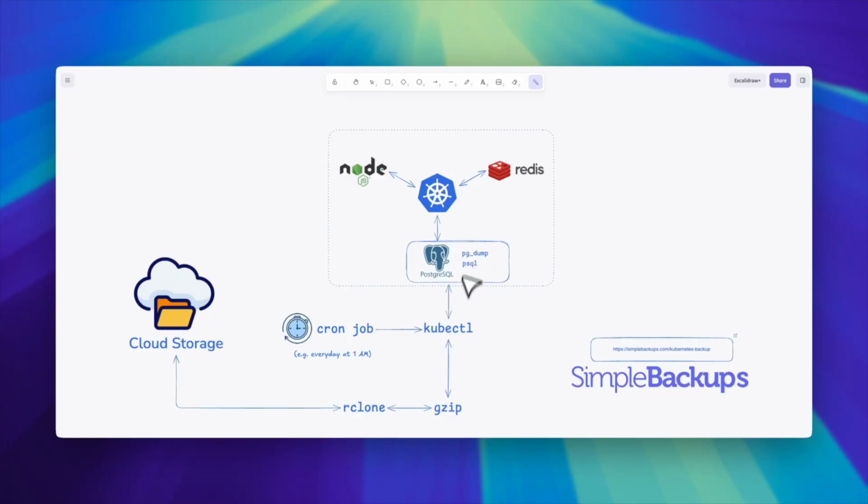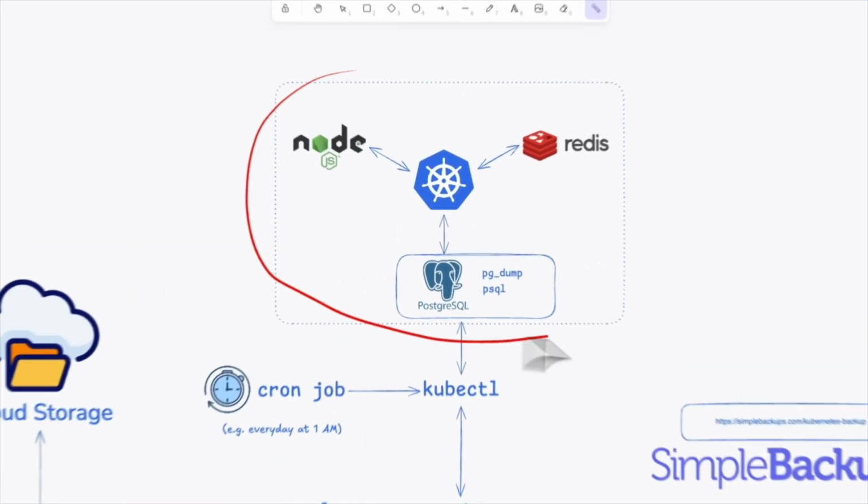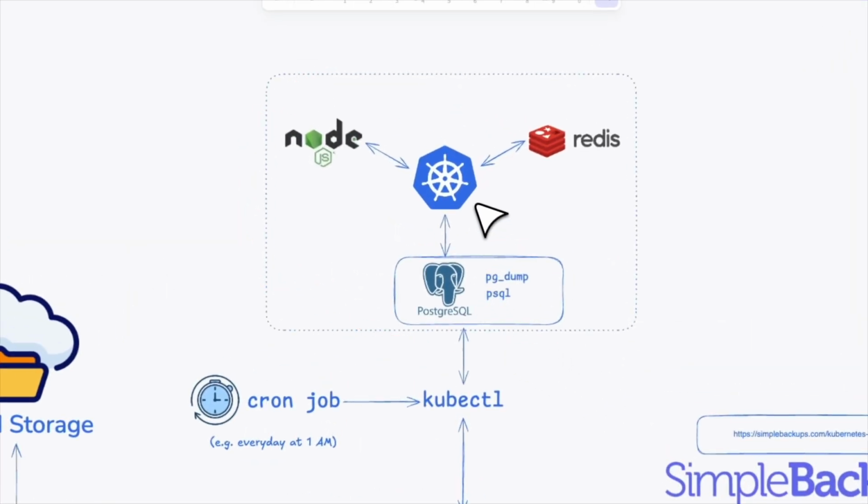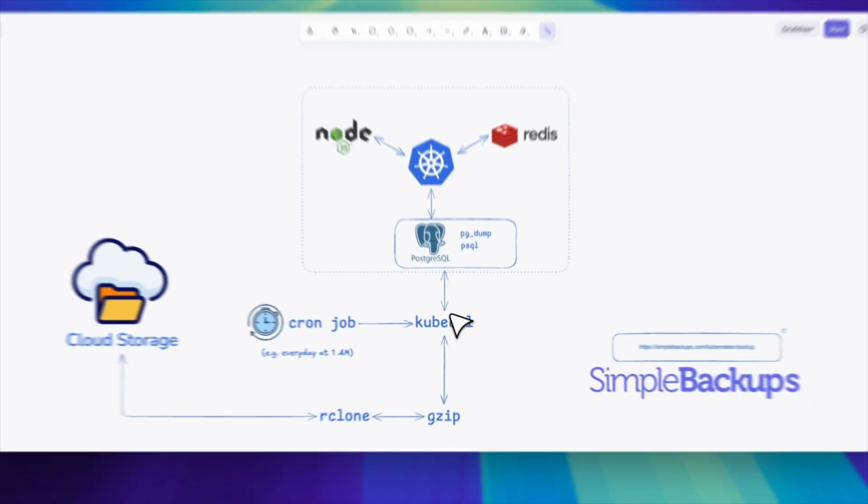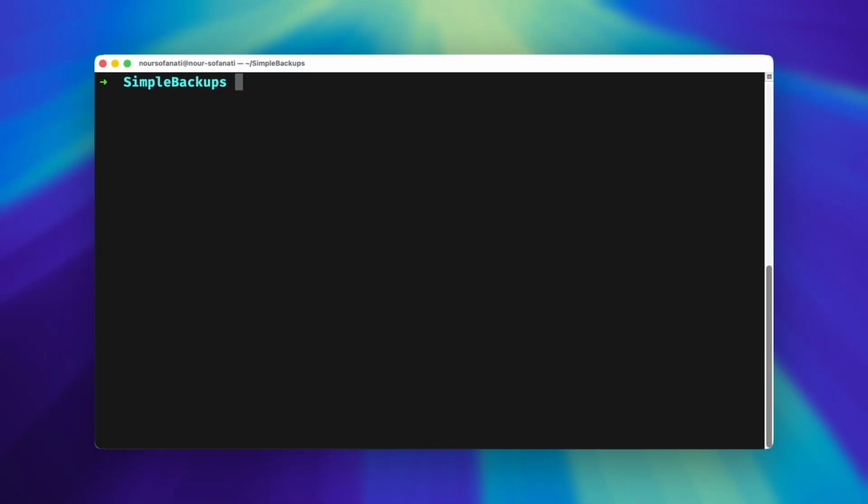I want to create a backup for my Kubernetes Postgres database. As you can see here, I have a Kubernetes cluster with a few nodes running, such as Node.js, Redis, and Postgres. Let's try to see what's on my Postgres instance. So we're going to be using kubectl to communicate with our cluster.